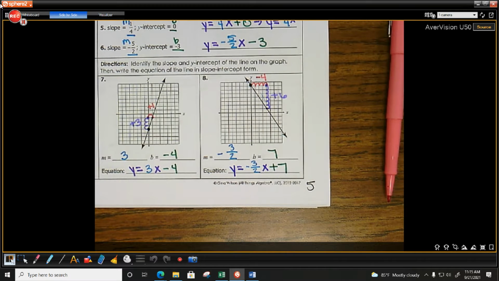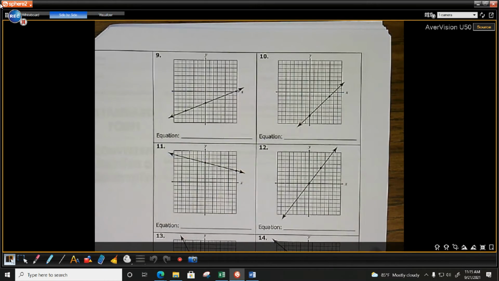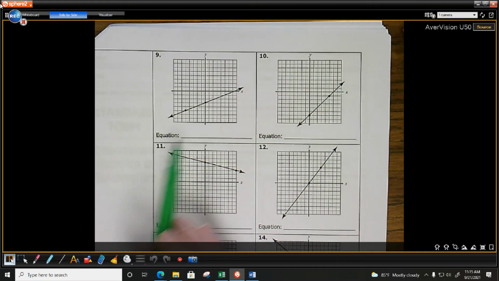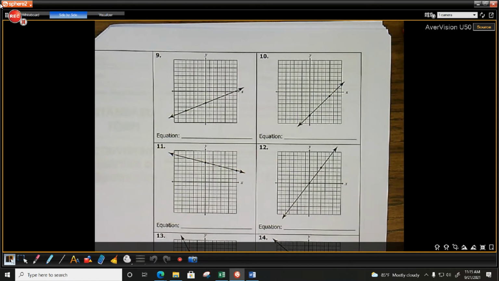So guys, we struggled there a little bit with simplifying our slope. We have calculators. If you need to, use your calculator. It's better than getting it wrong. Okay? Use your calculator. Okay, let's go to number 9. Notice how it no longer says M and B, but we still need to find our M and our B to write our equation in slope-intercept form.